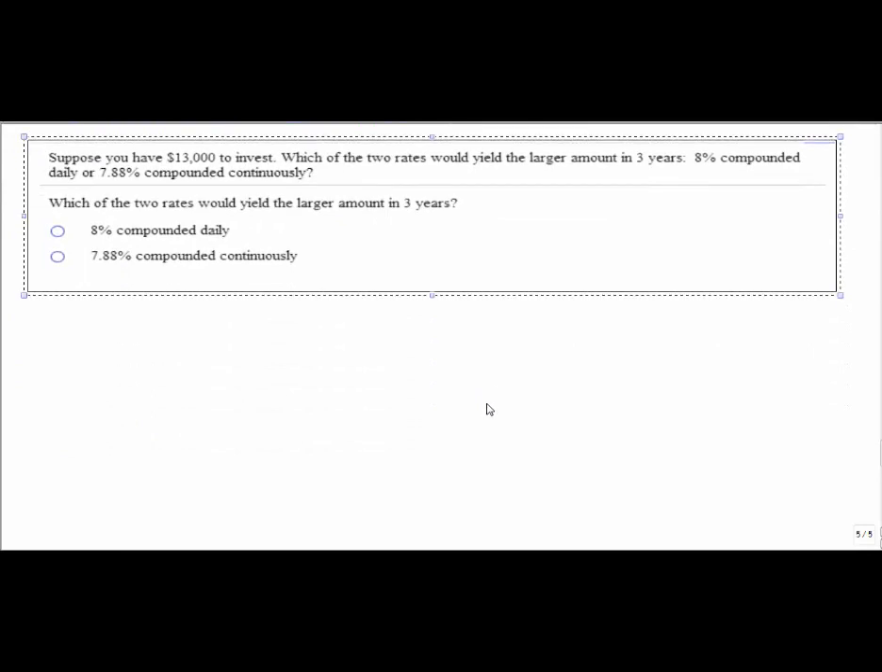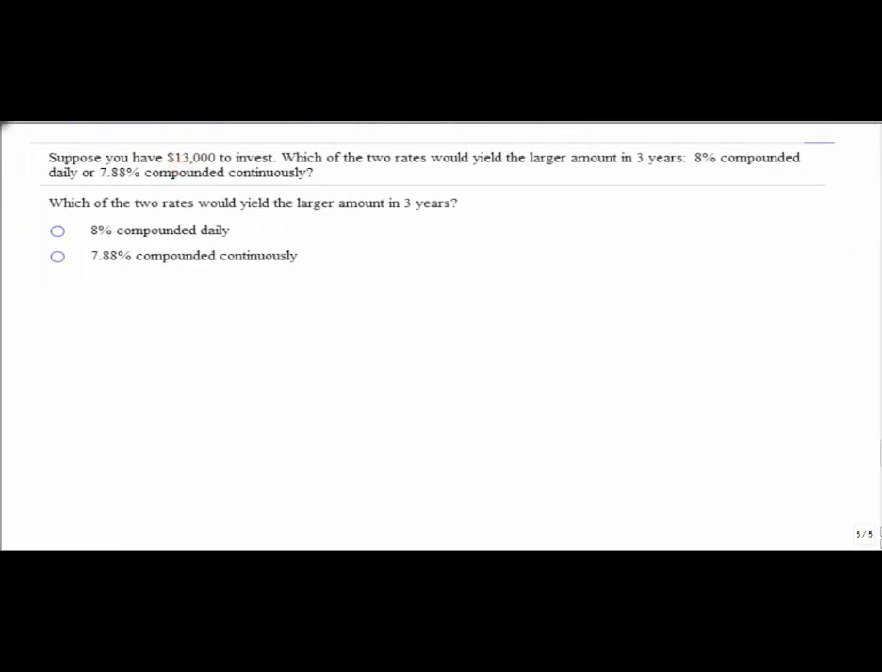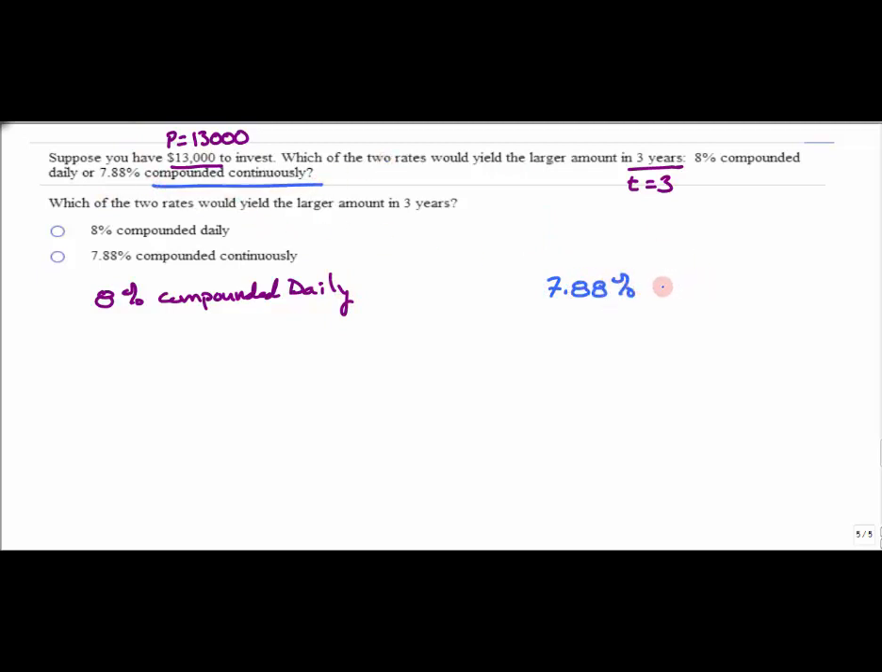So for this one, it says, suppose you have $13,000 to invest. So we're starting off with $13,000 to invest. Which of the two rates would yield the larger amount in 3 years? So we know T equals 3, and we know P equals 13,000. So we have two options: 8% compounded daily, or 7.88% compounded continuously.